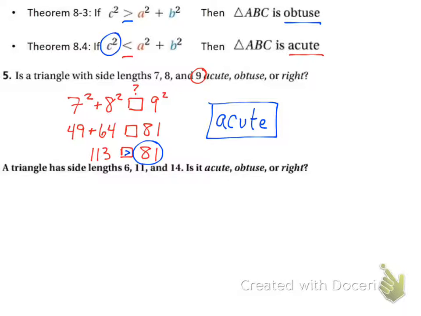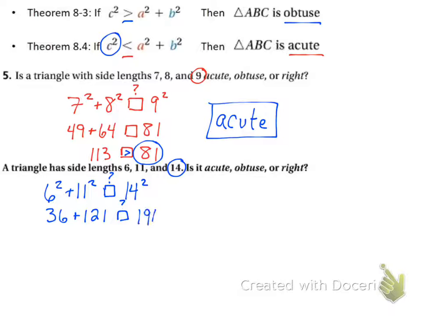Same thing with the next one. 14 is going to be my hypotenuse. So it's going to be 6 squared plus 11 squared. And I'm trying to figure out whether it's bigger or smaller than 14 squared. So I get 36 plus 121. And then I've got 196 on the other side. So this is 157 and 196. And so I know that 196 is bigger, which means this is going to be an obtuse triangle.